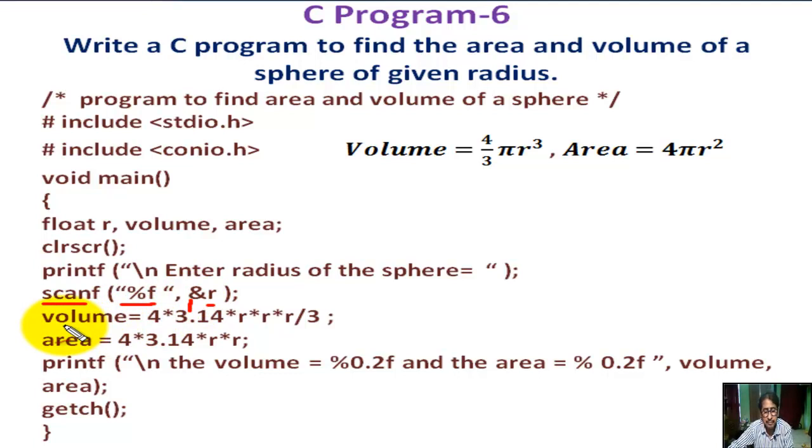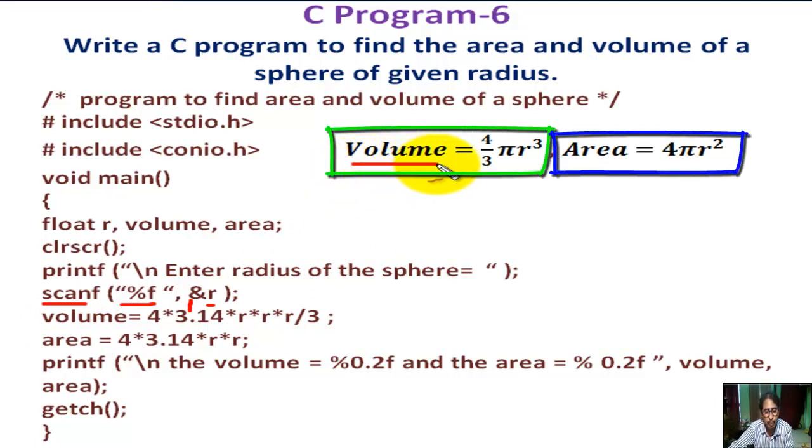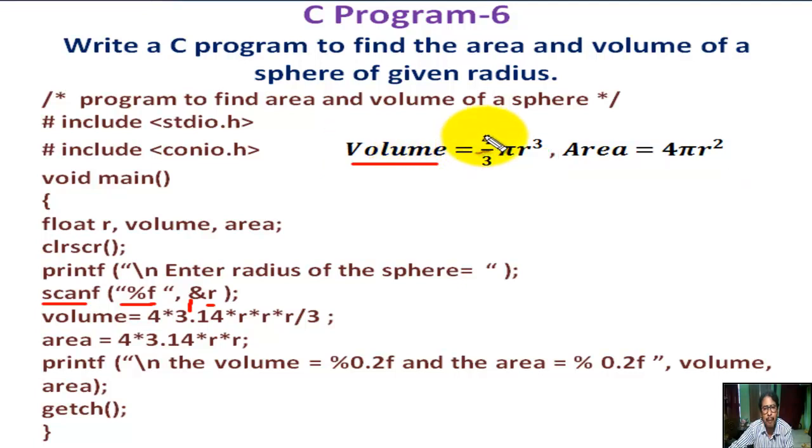Now we write the formula for volume of sphere: 4 by 3 pi r cube. This is the formula of volume. Formula of surface area of sphere: 4 pi r square. Okay.